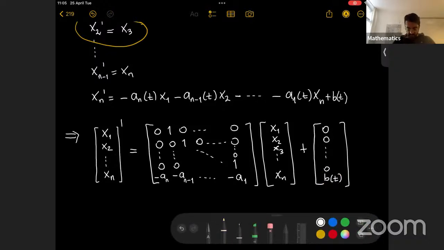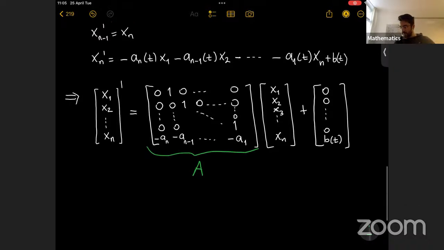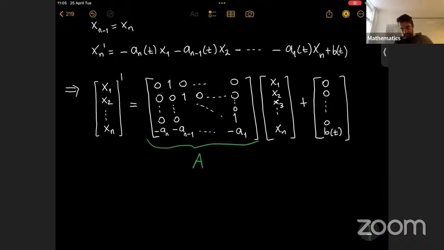This is important, and we will use this matrix a lot. This we will call A. So basically, we get a system of linear non-homogeneous equations, right? All right. Well, let's do an example, and maybe we understand this better.